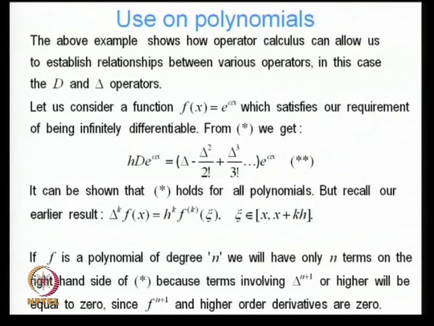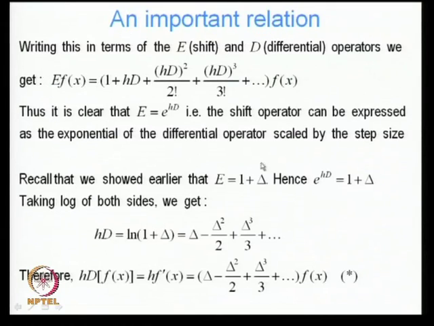So, the above example shows how operator calculus can allow us to establish relationships between various operators, in this case the D and the delta operator. So, for an example, let us consider the function f(x) is equal to e to the power alpha x. Why do we consider it? Because we assume that the function has to be infinitely differentiable. So, e to the power alpha x is infinitely differentiable. So, from this we get h D e to the power alpha x is equal to delta minus del square by factorial 2 plus del cube by factorial 3 and so on, times e to the power alpha x. It can be shown that this holds for all polynomials.